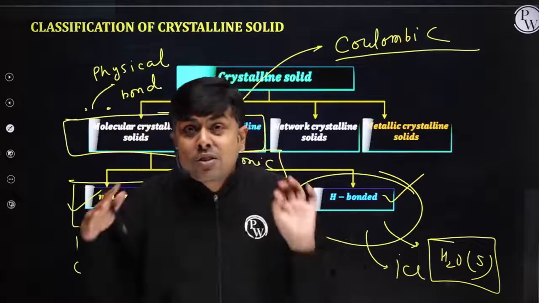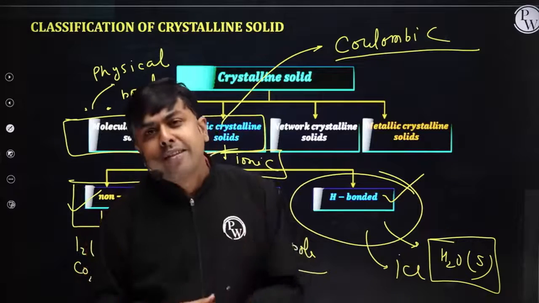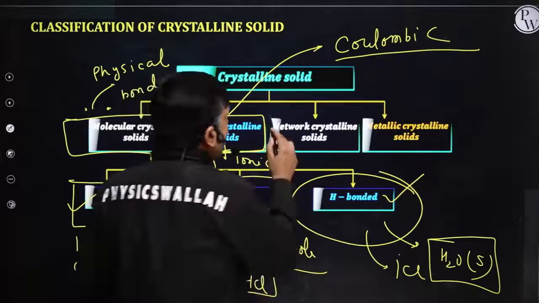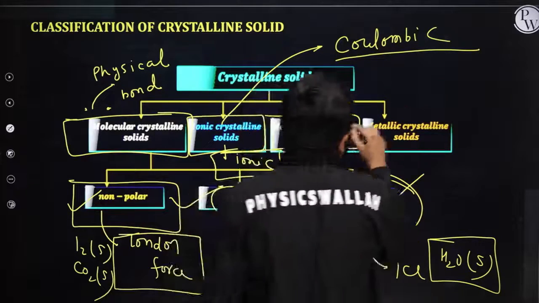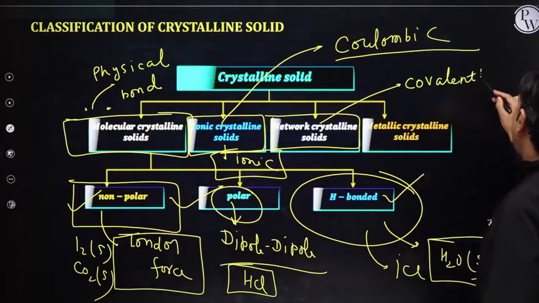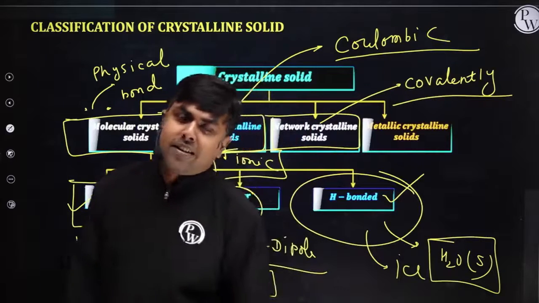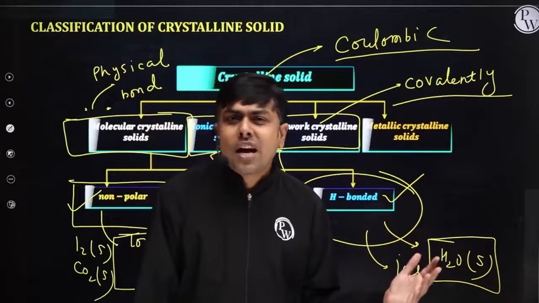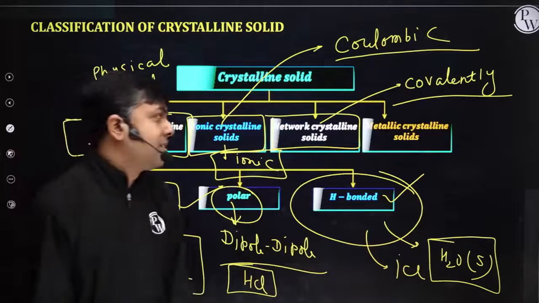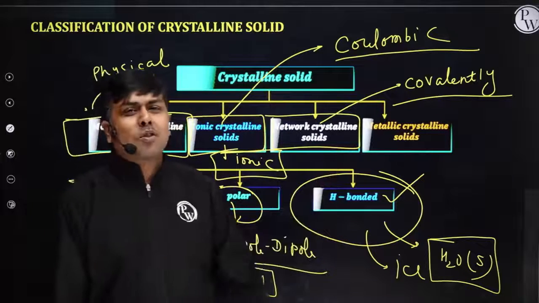The next one, network crystalline solids. Here the constituent particles, atoms or molecules, are chemically bonded, and they are bonded by covalent force of attraction. Covalently bonded in case of network crystalline solid, right? The best example is diamond. It's a network crystalline solid. Graphite, network crystalline solid.